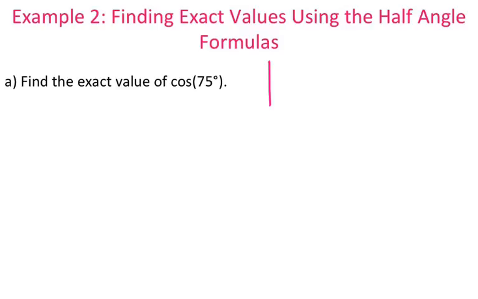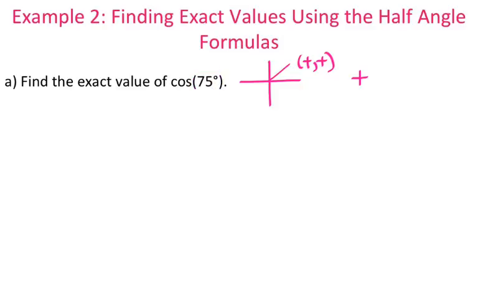So 75 degrees is in the first quadrant, and in my first quadrant, all of my coordinates are positive. So that means when I use the formula, I'm going to use the plus part of my formula and not the minus. That's what I mean by the plus or minus is determined by the quadrant of theta over 2.